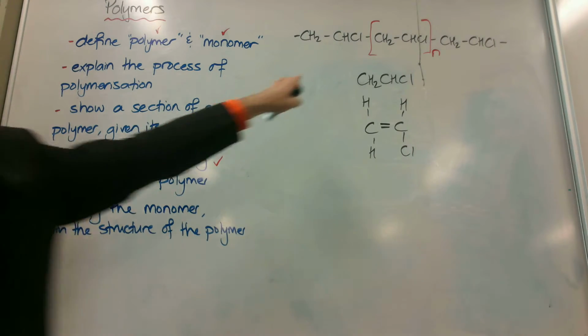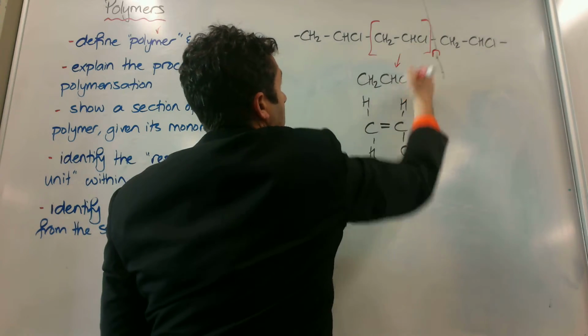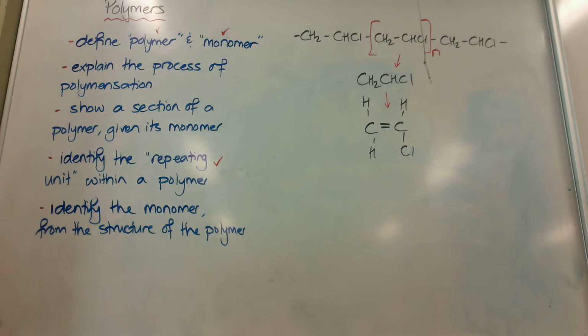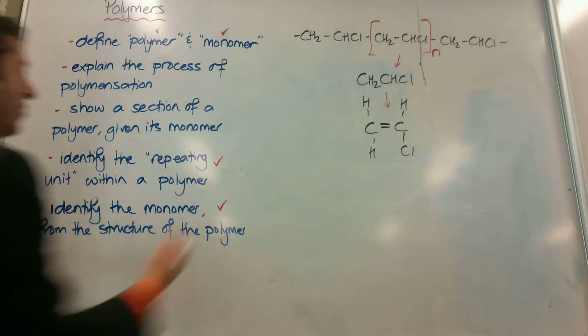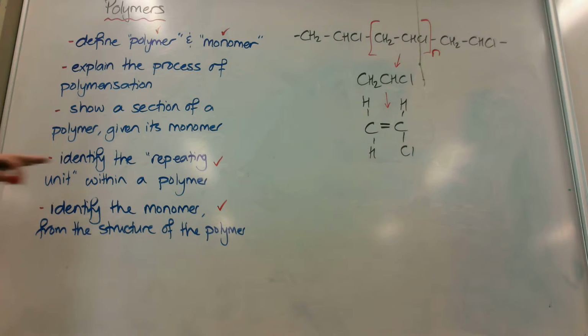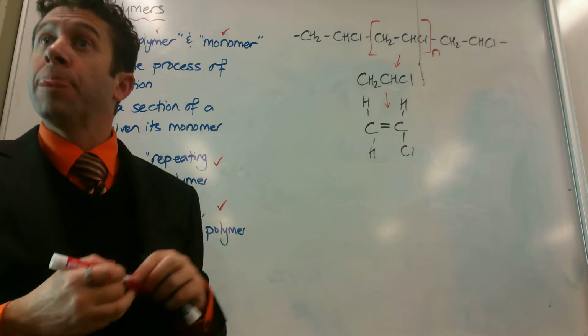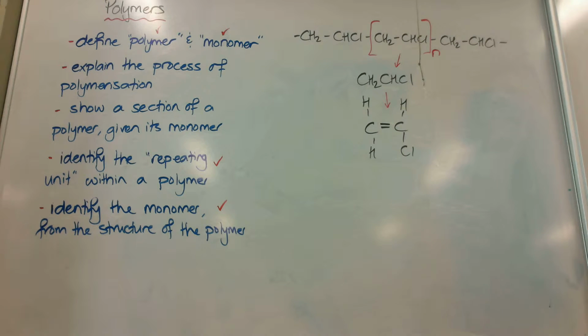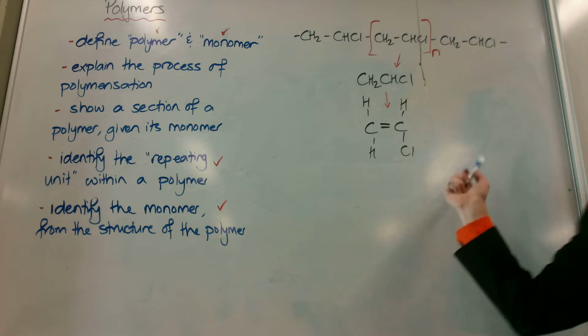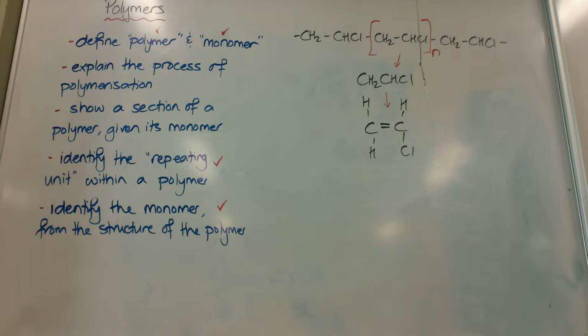From it, I was able to identify what the monomer was. So I can tick this one off, and I'd be expected to name it. So what would the name of this be? 1-chloroethene. Good, and you don't need the one in this because either carbon could be the one carbon, okay, but it's chloroethene.